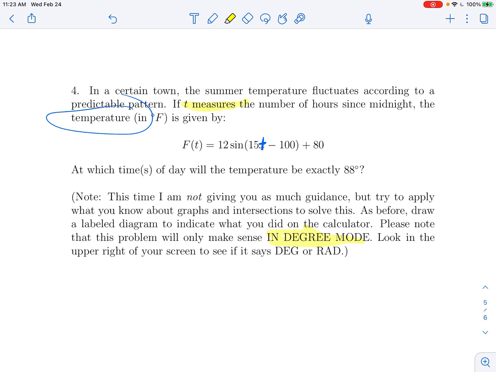So I'm checking I'm in degrees, and I'll do this again. Sine, just FYI, if you want to get sine on the calculator, next to the 7, it says trig. So if I click there, I have all my different trig functions. So 15x minus 100 plus 80.